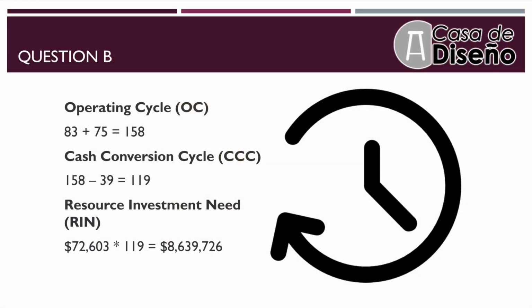In order to gain an answer here, we're going to calculate Leal's cash conversion cycle, which represents the time measured in days that it will take for the company to convert its investments in inventory into cash flow. We calculate that by subtracting the days payable outstanding from the operating cycle. When we multiply the CCC by the resource investment requirement, we find the resource investment need.